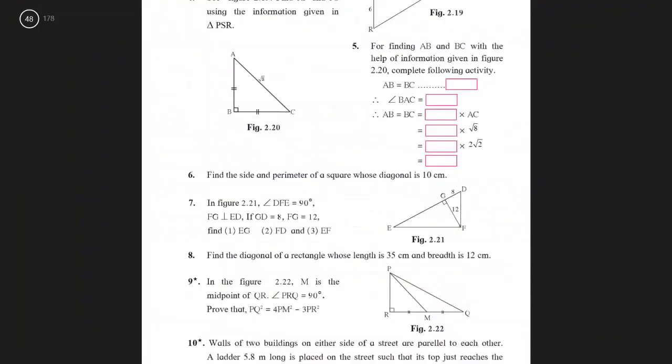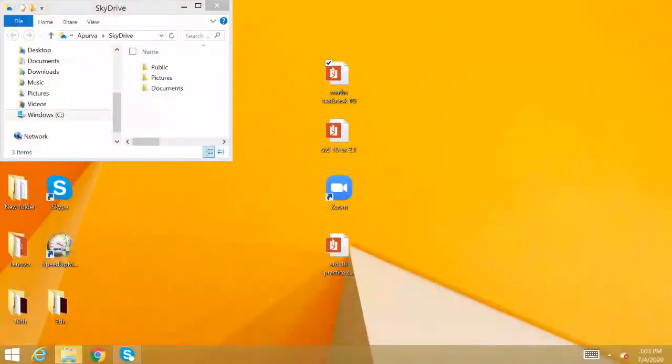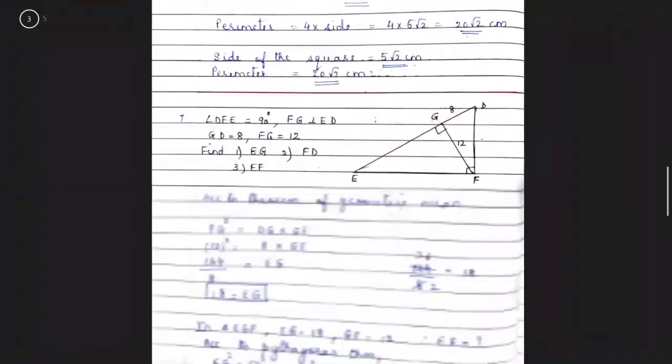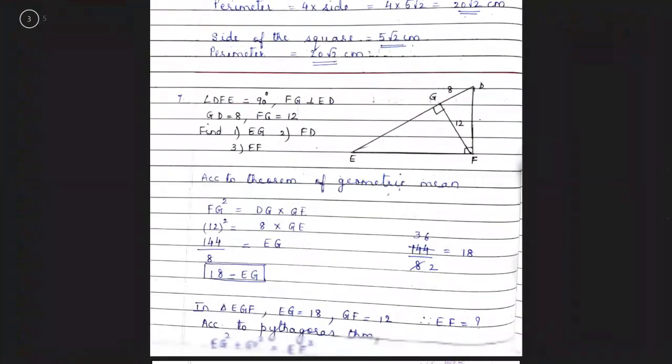Question number 7. In the figure, angle DFE equal to 90 degrees. FG is perpendicular to ED. GD is 8. FG is 12. You have to find these 3 things. Okay. Now, it's simple. Again, we have to use the geometric mean theorem to solve it. Okay. So, how will we do this?